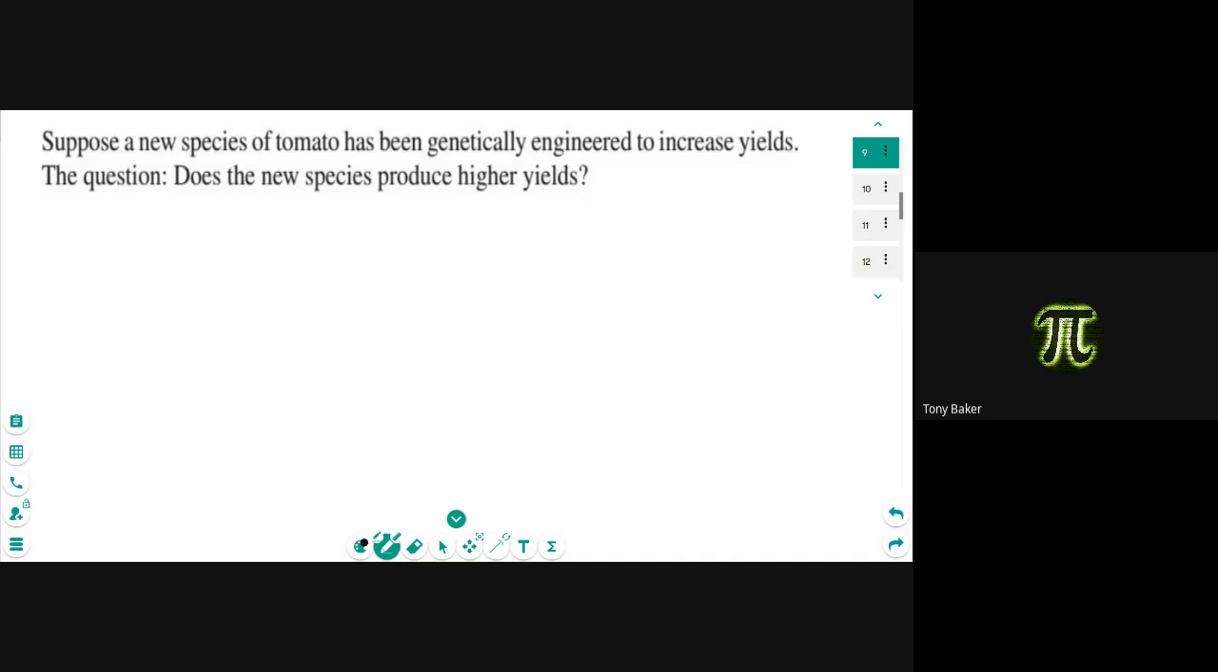And what would be my explanatory variable? Yeah, the genetically engineered species. So I would expect that one to give me a higher yield, right? Okay, so we've got those two. Great. What are some of the variables? If I'm going to do a controlled experiment, what are some of the variables that I have to take into account?